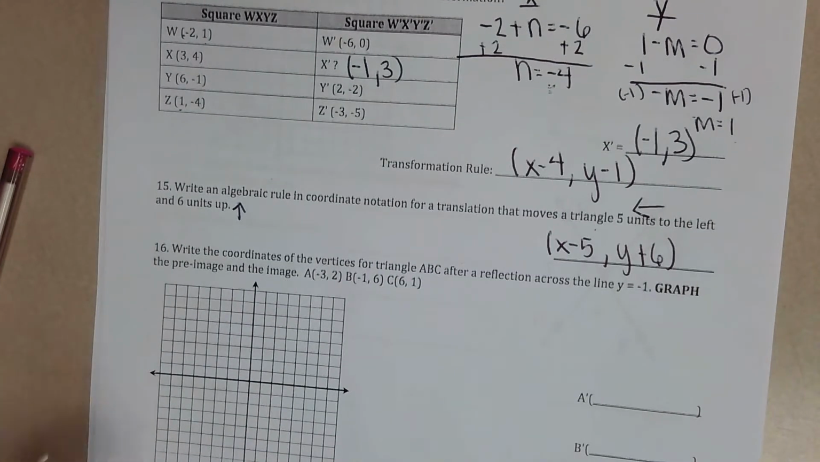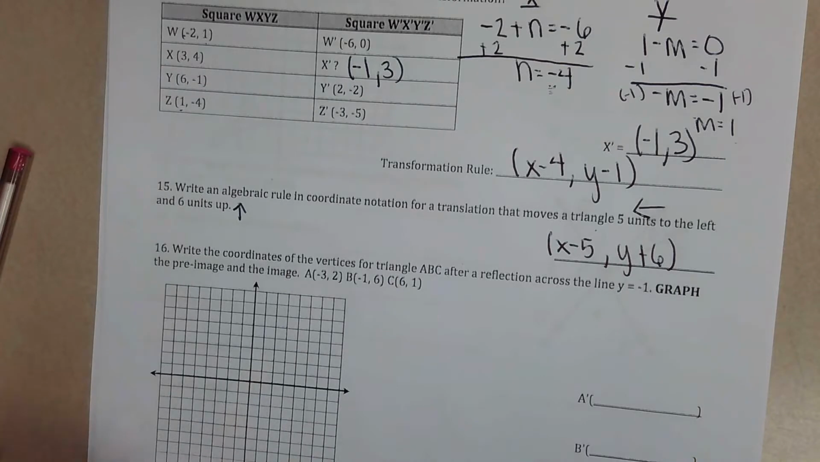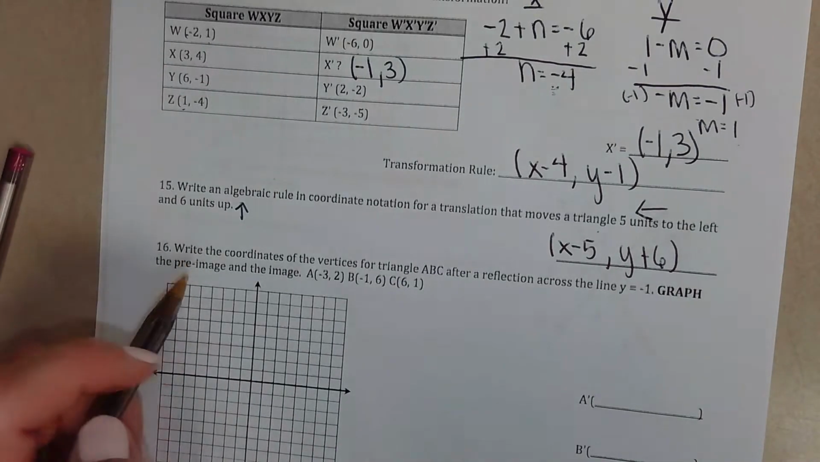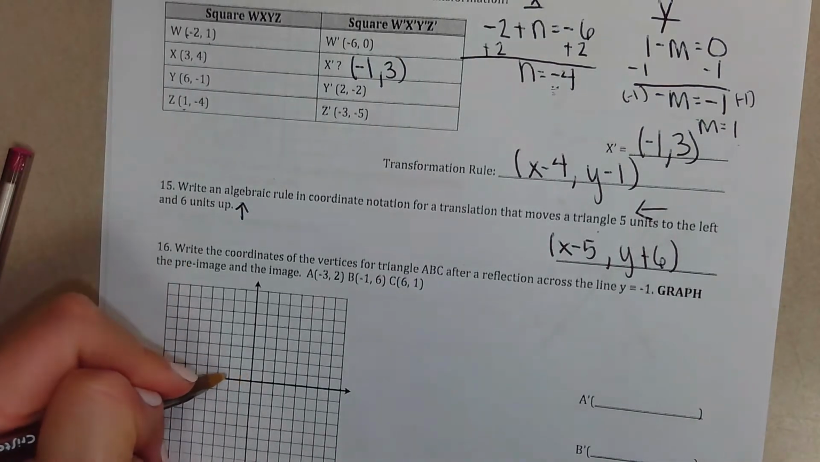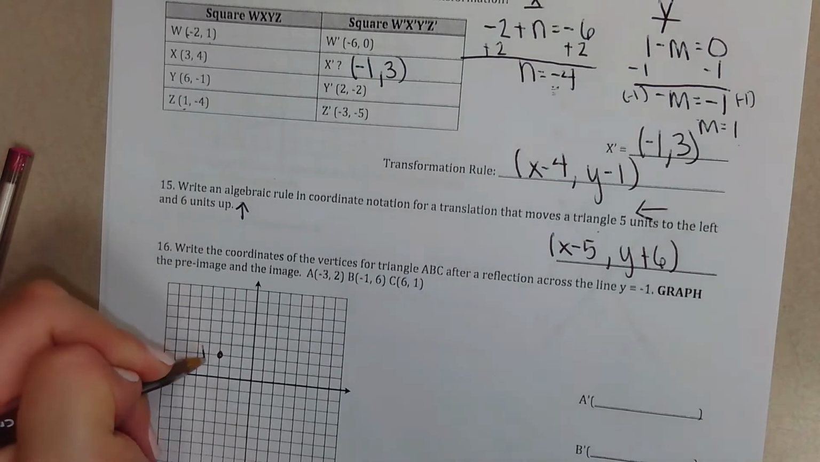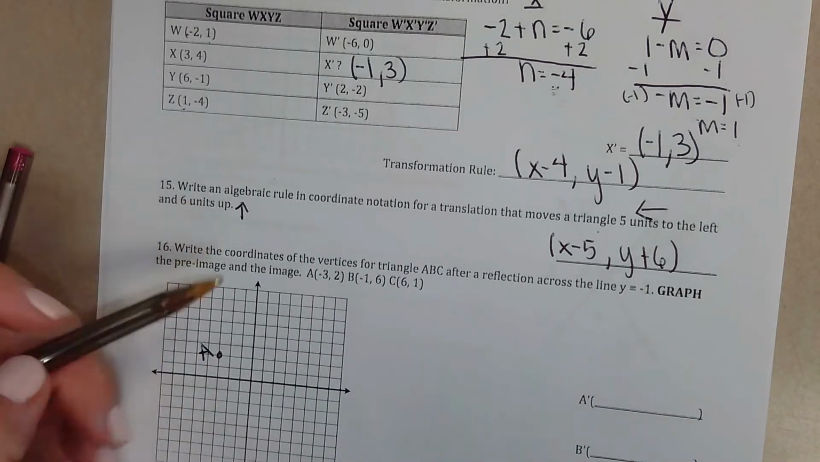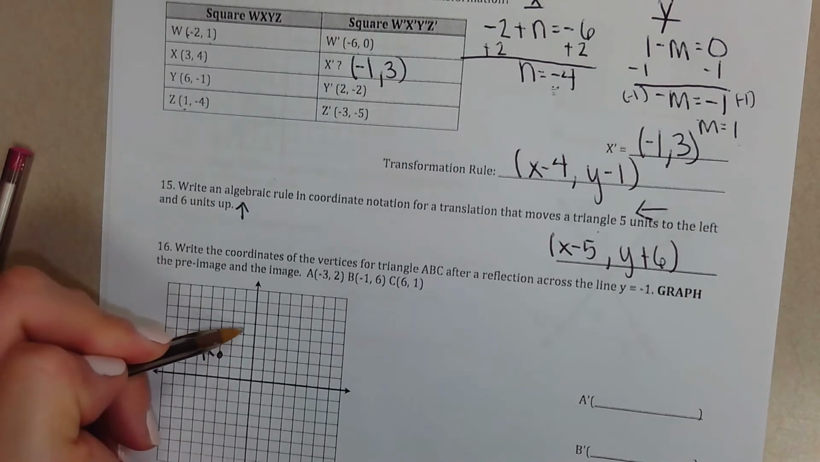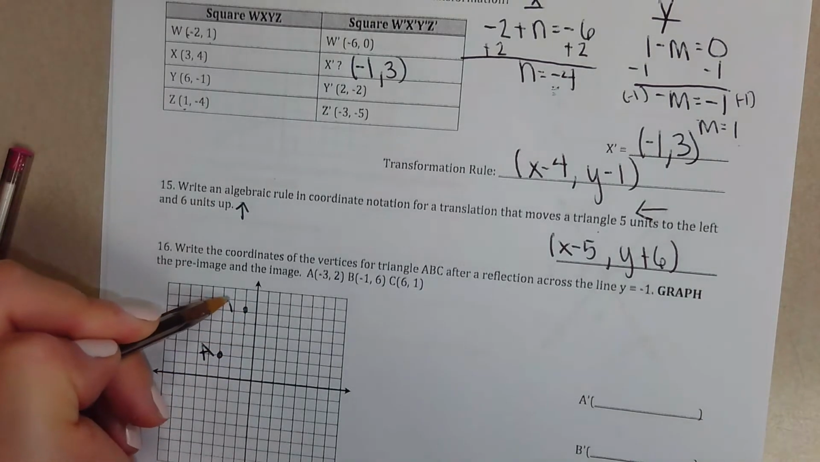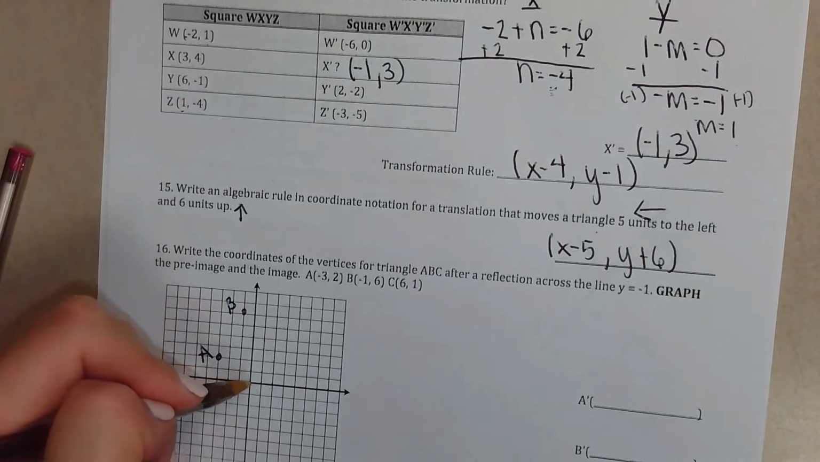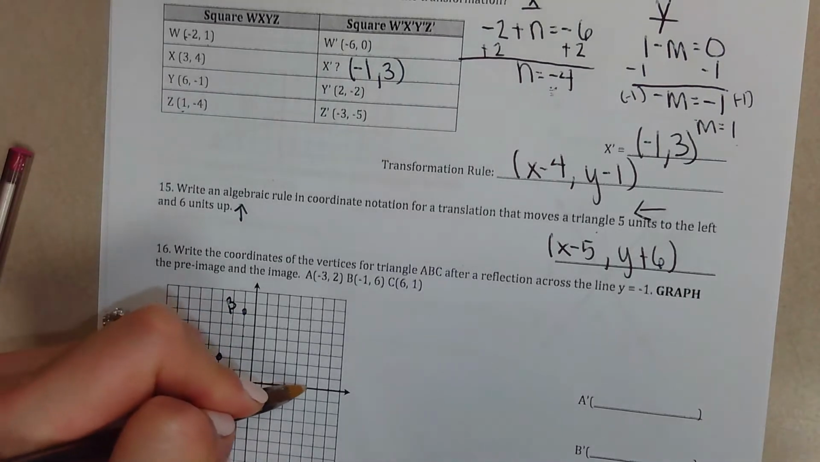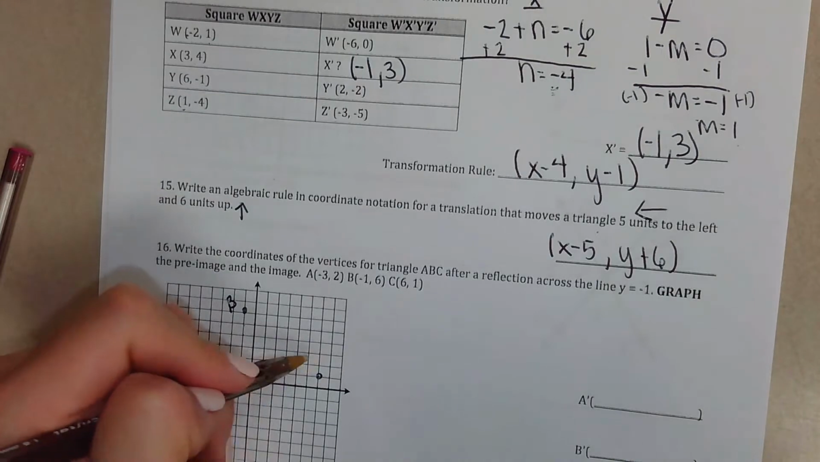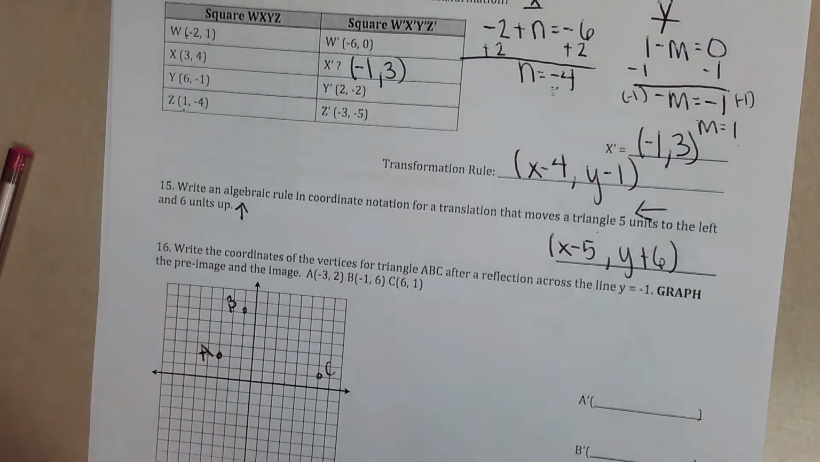Okay, well, I'm going to go ahead and graph this. So I have -3, up 2. I have -1, up 6 and over 6, up 1.